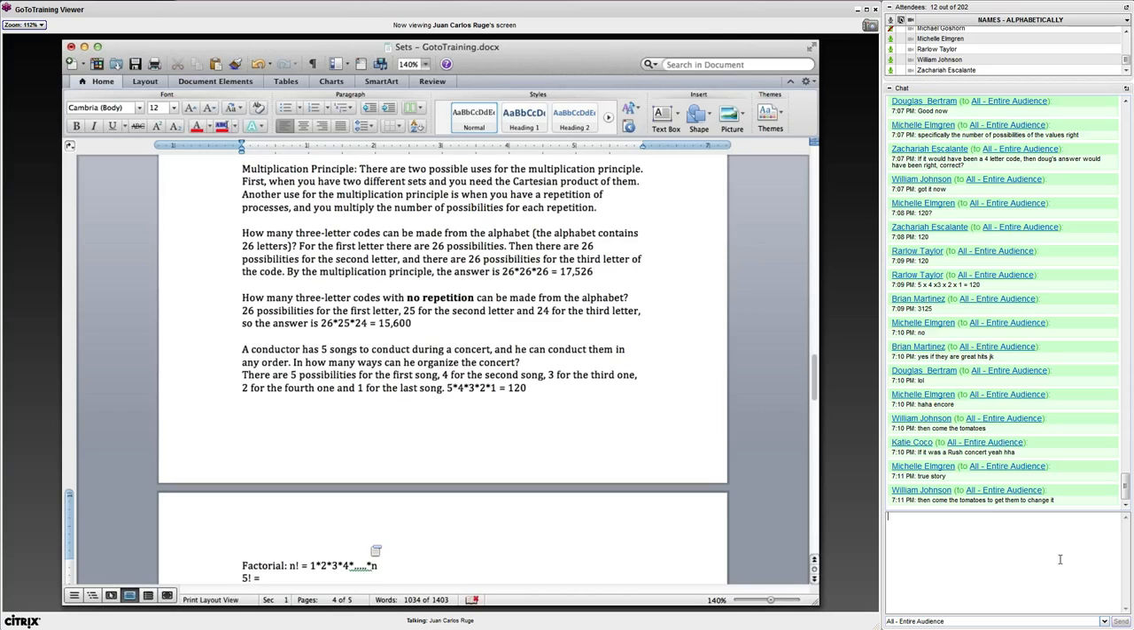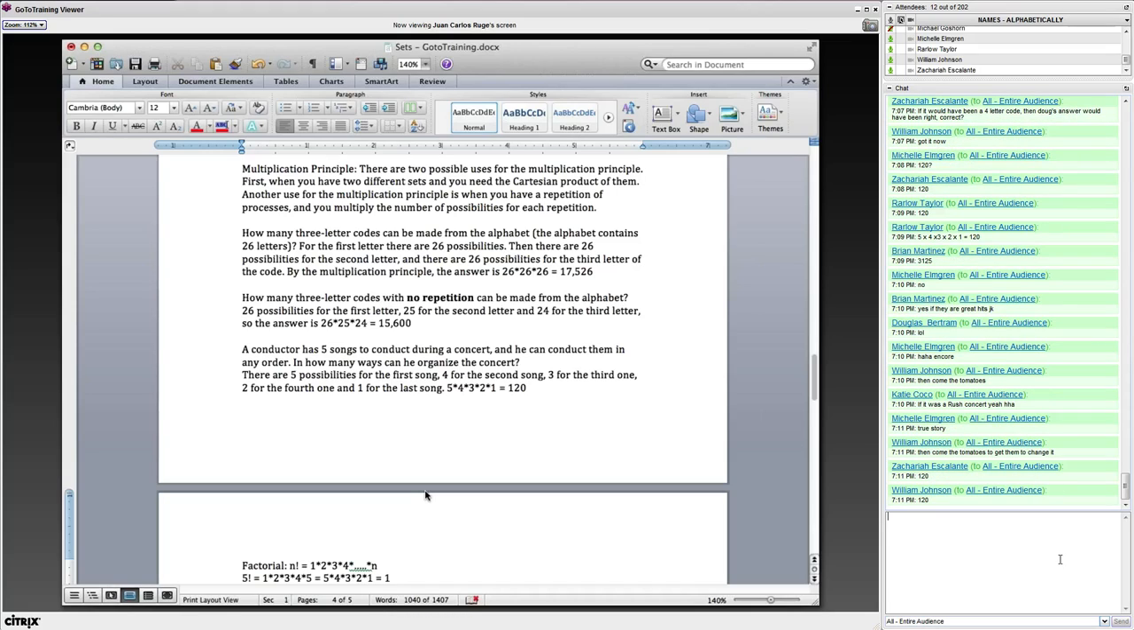So here I have the definition of factorial. If you have n factorial, the symbol for factorial is the exclamation mark, that means it is the multiplication of all the numbers from 1 to n. So, for example, if you have 5 factorial, this is going to be 1 times 2 times 3 times 4 times 5. Now, good thing is multiplication is commutative, so you can change the order. So this is 5 times 4 times 3 times 2 times 1. So what is 5 factorial? Can you tell me? 120. There you go.